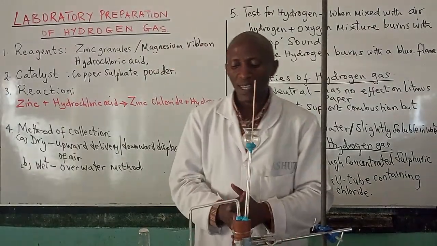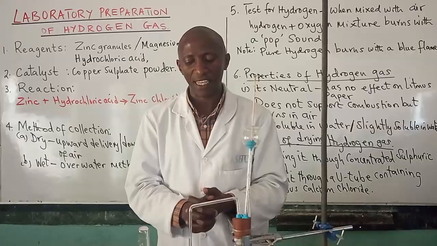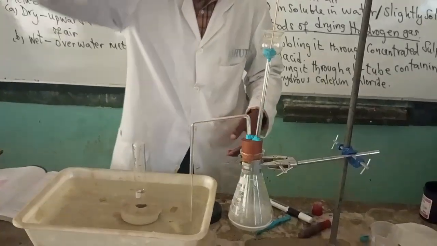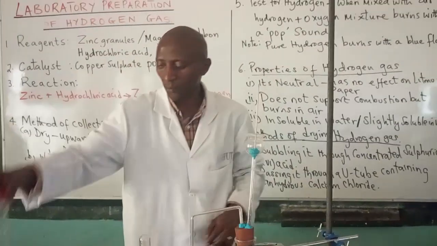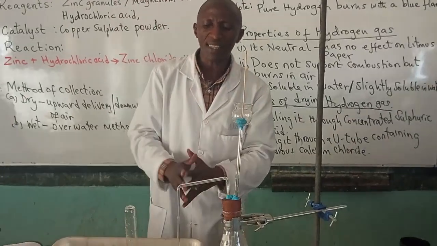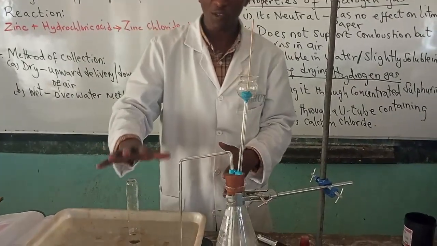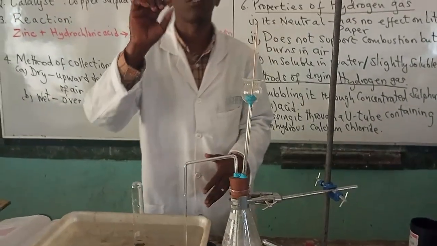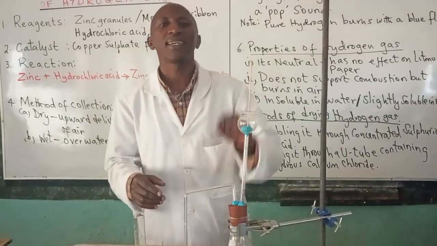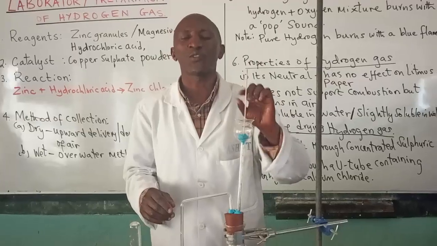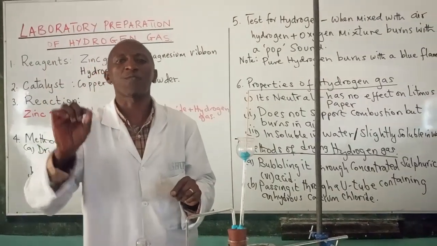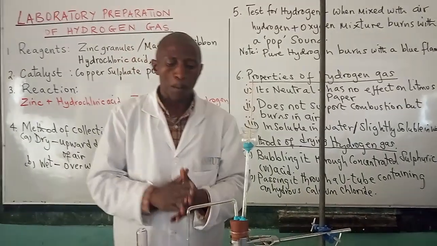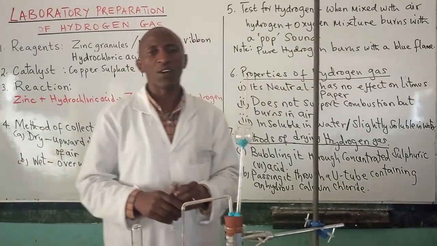Now, some of the characteristics of hydrogen that we are seeing here is that hydrogen gas is colorless. It's a colorless gas. It has no particular color. Two, we see that since it is possible to collect it over water, it is not soluble in water. At times we say it is only slightly soluble in water, meaning only a small portion of it will dissolve in the water.